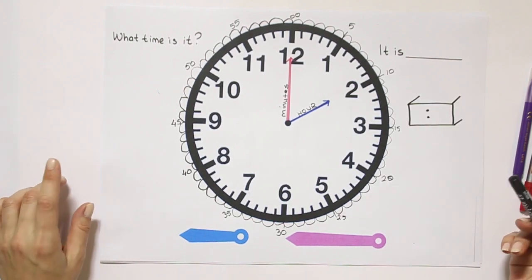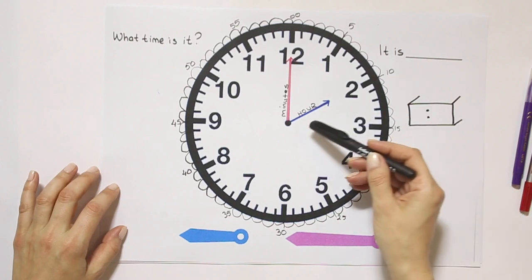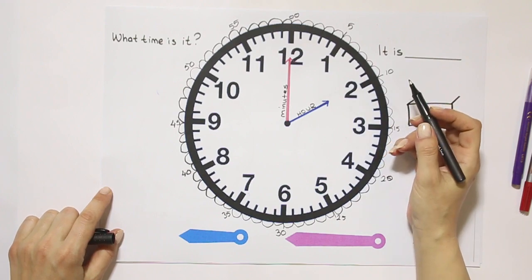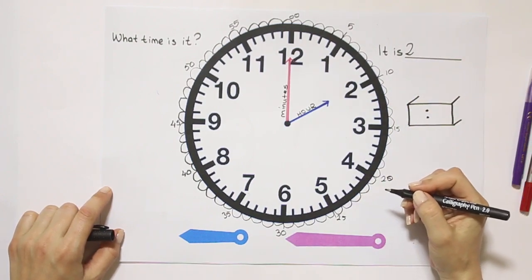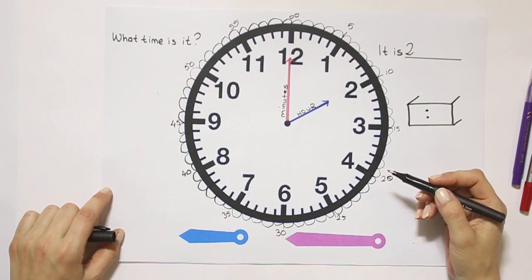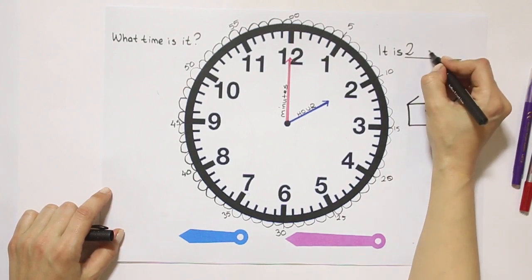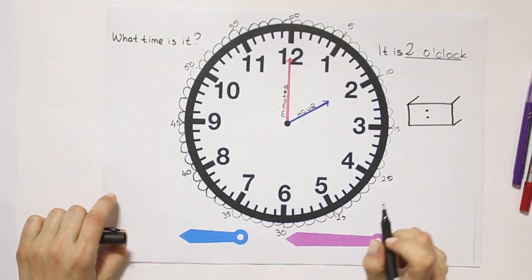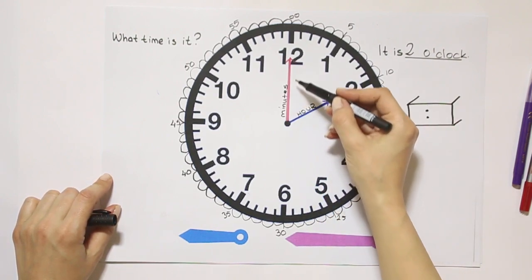To tell the time, we first look at the short hand. In this picture, the hour hand is pointing at 2. So it must be 2. The minute hand is pointing at 12. So for the question, what time is it? We say it is 2 o'clock. Remember, we first look at the hour hand, then we look at the minute hand.